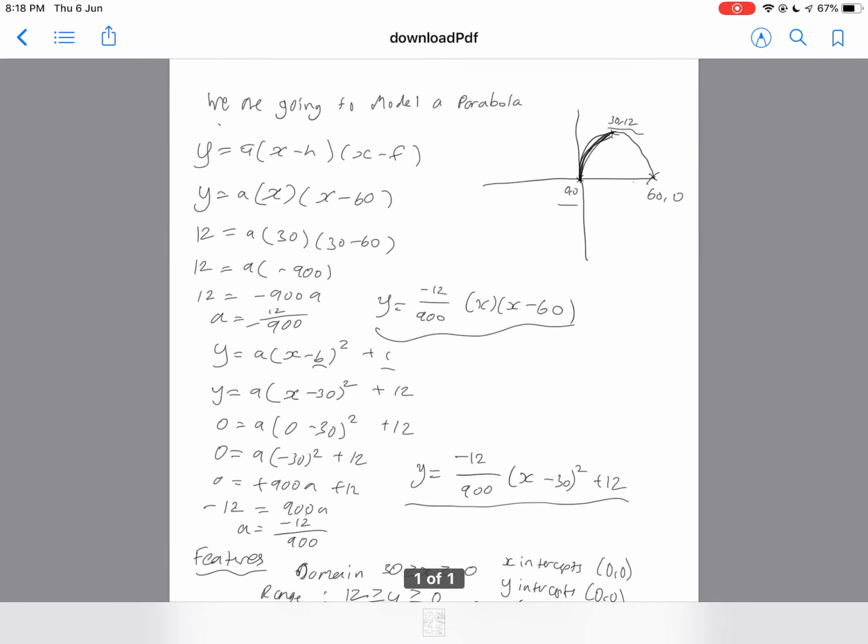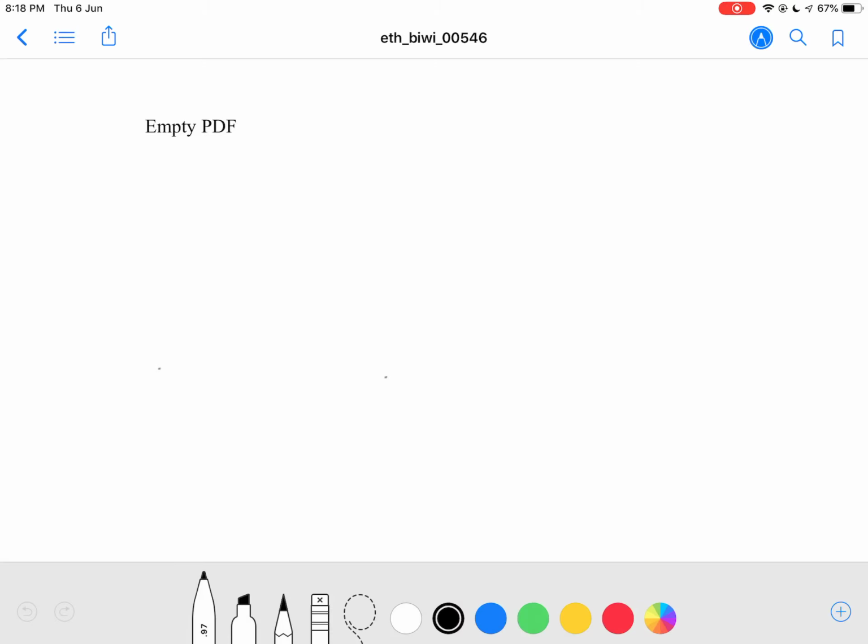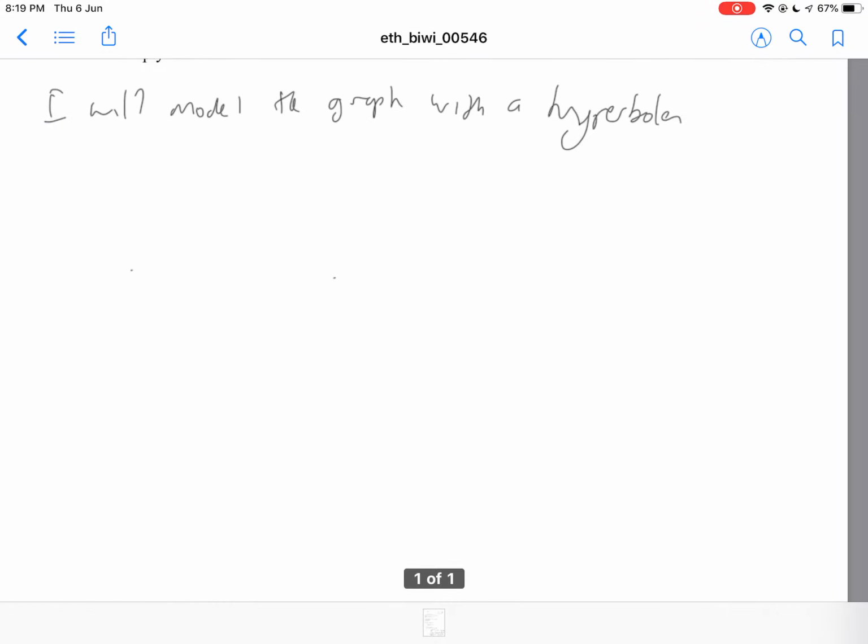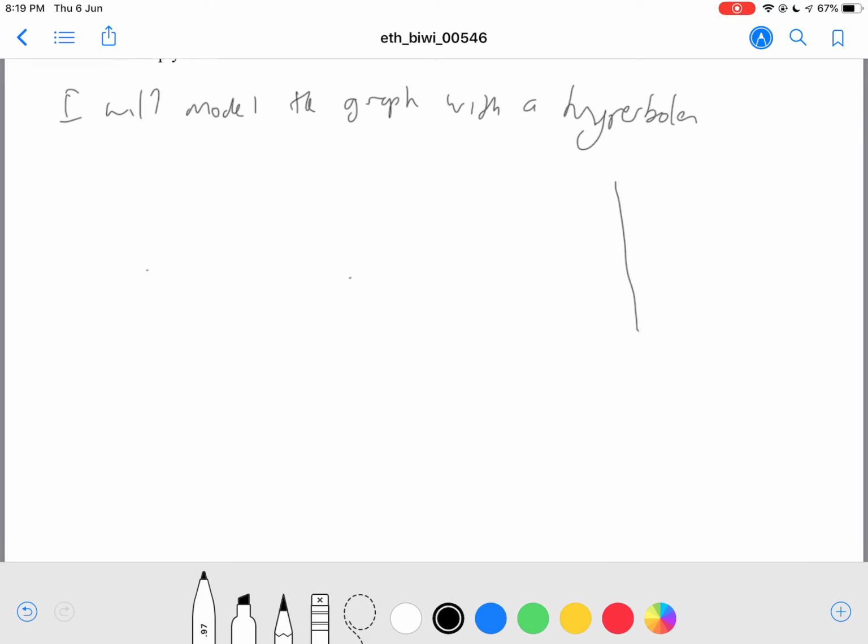Pretty straightforward. So we'll move on to doing the hyperbola. I will model the graph with a hyperbola. I'm going to sketch out the graph again. It should look something like this.